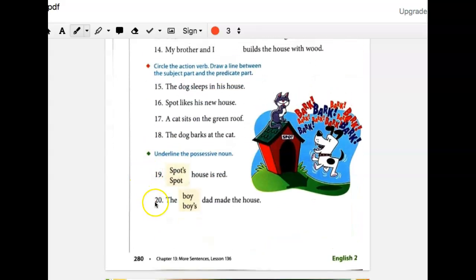Numbers 19 and 20, you're going to underline the possessive noun. Remember, possessive noun tells us who it belongs to, and it needs to have apostrophe S or just apostrophe.